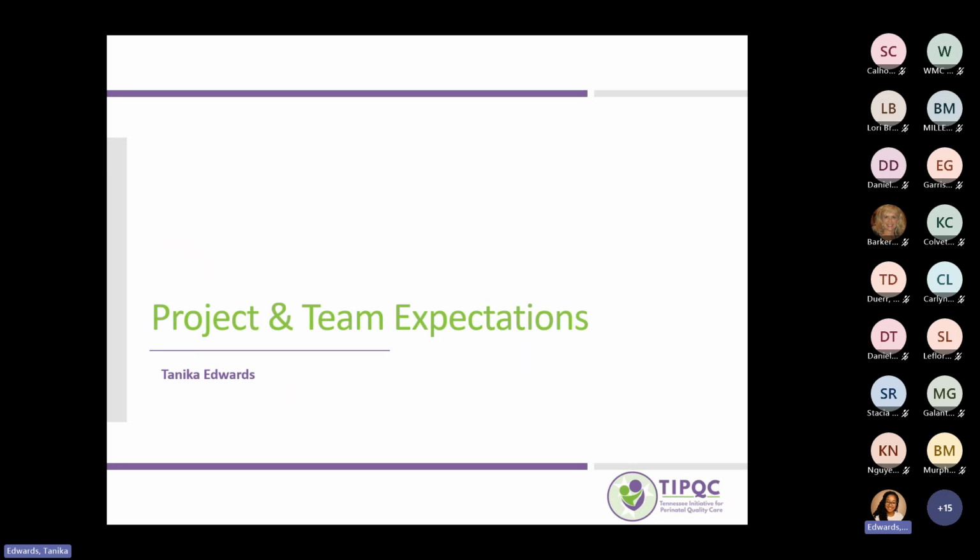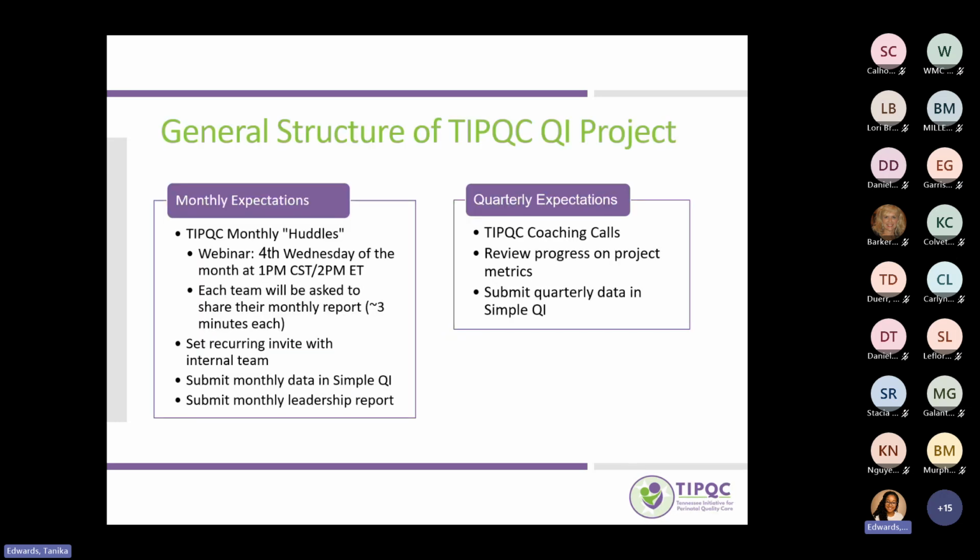And so the project and team expectations. Our general structure for our projects is that we have monthly huddles. For the Hemorrhage project, they'll be on the fourth Wednesday of the month at 1 p.m. Central, 2 p.m. Eastern, with the exception of November and December, just due to the holiday weeks that we would fall on.